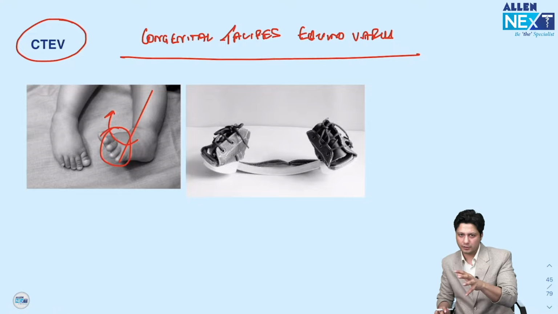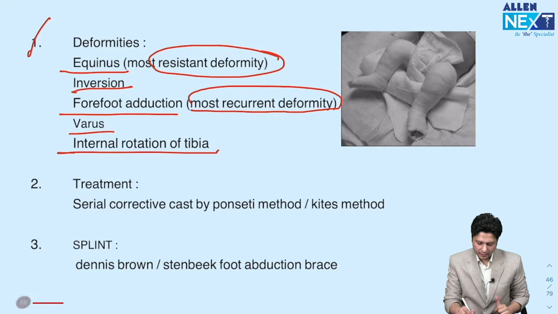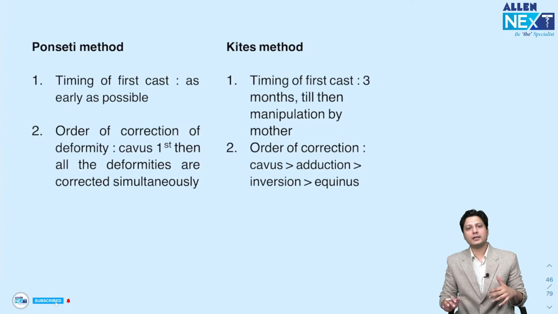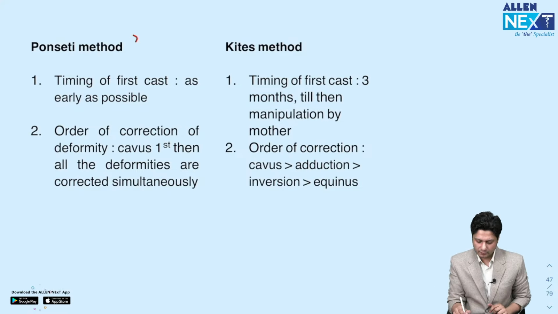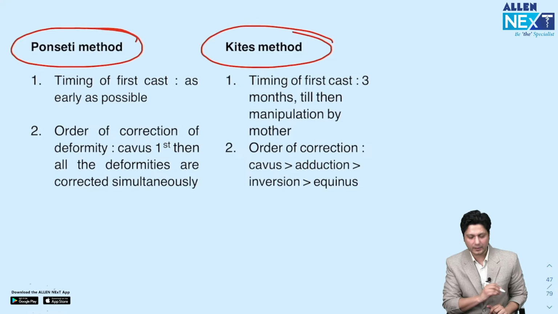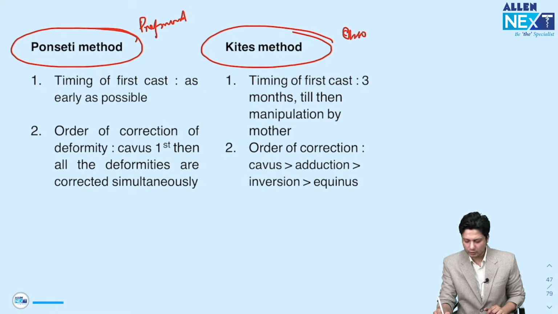So based on these 3 deformities, you can identify the problem, that he could be suffering from CTEV. Point number 1. Second is the management. For management in case of a newborn, what you have to remember is that there are 2 methods. One is the Ponseti method and the other one is the Kites method. Now the Ponseti method is the preferred method, while the Kites method is a sort of obsolete method.